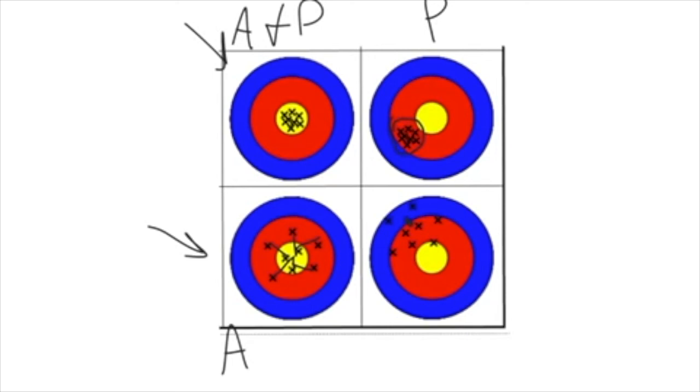Then you look at precision. Are you hitting the same place over and over and over again? Same idea as that bottom left. You're all over the place. Some are in the blue, some are in the red. You got one that's kind of in the yellow there in the center. So not only are you not accurate, you're not being precise.